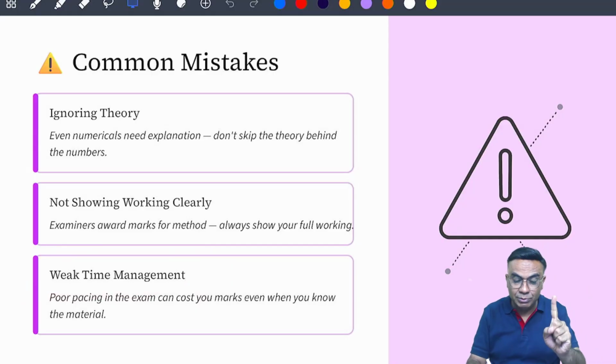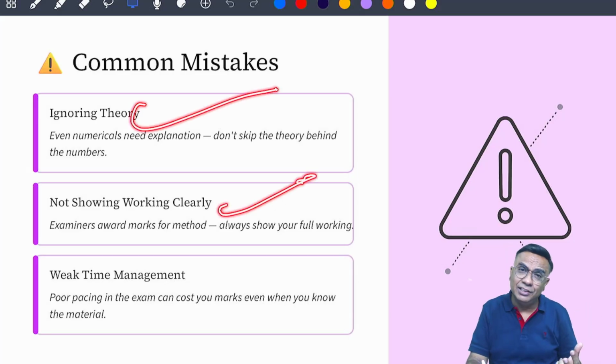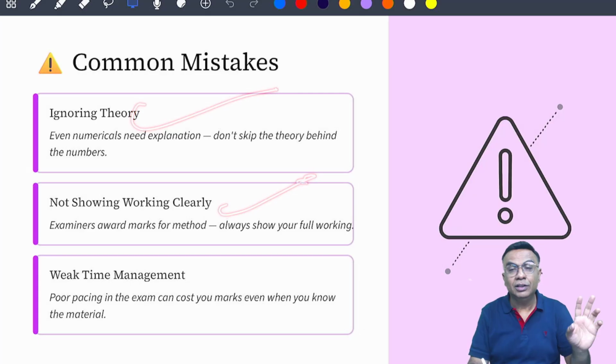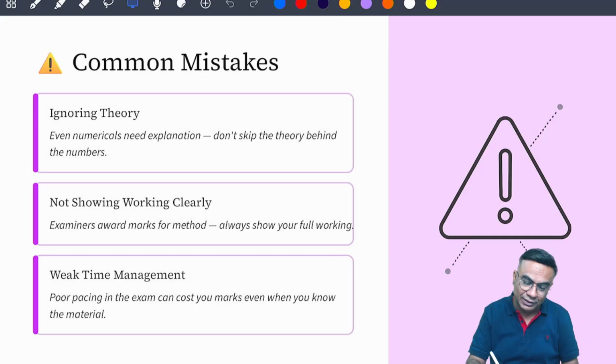Okay, so don't make the mistake of ignoring theory, don't make the mistake of not showing the workings clearly, and do not waste time in exams. For that you need to practice at home. Before the exam you need to practice.